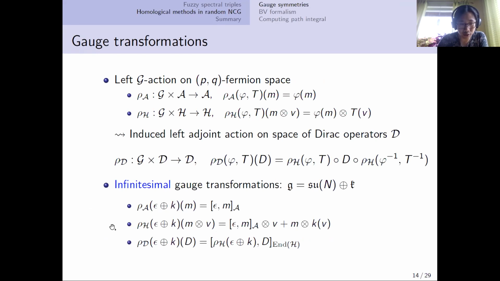So now that we have this, the BV formalism is perturbative and only works infinitesimally. So that's why we look at these infinitesimal gauge transformations. In particular, we look at this last row here, the action on the Dirac operators.